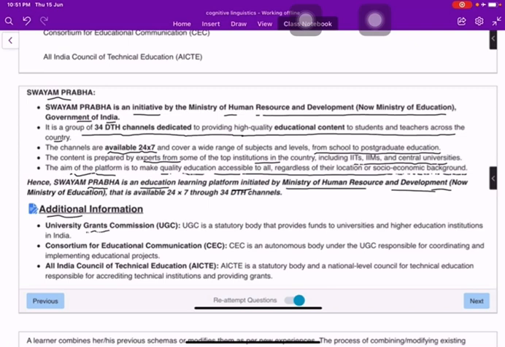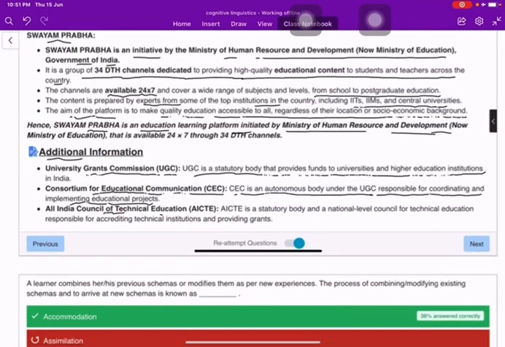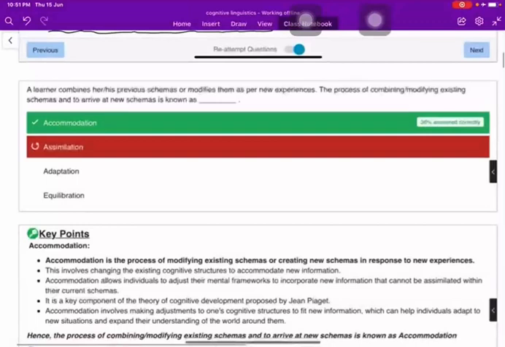Additional information: University Grants Commission (UGC), statutory body that provides funds to universities and higher education institutions. Consortium for Educational Communication (CEC) is an autonomous body under the UGC responsible for coordinating and implementing educational projects. All India Council of Technical Education (AICTE), statutory body and a national level council for technical education responsible for accrediting technical institutions and providing grants.